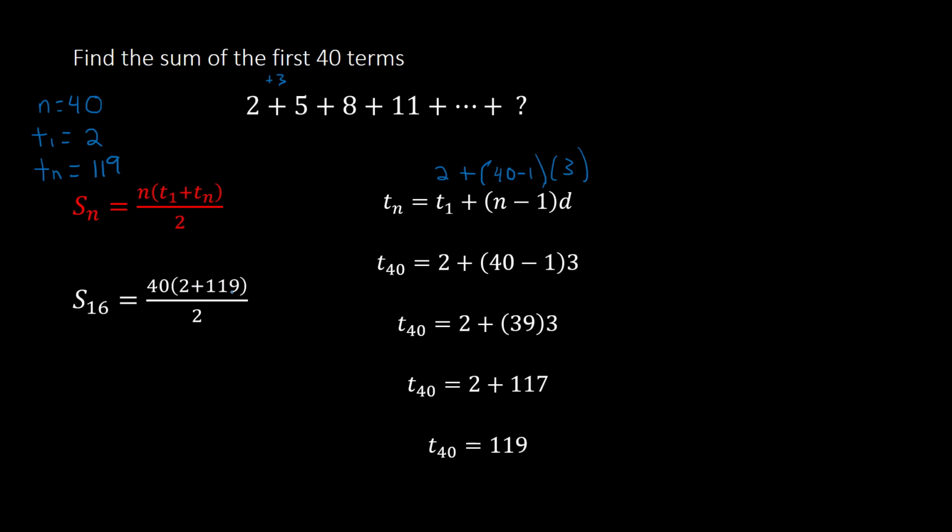which now I can plug into this formula, where now I have 40 times 2 plus 119 over 2. 2 plus 119 is 121. 121 times 40 over 2 would give me a solution of 2,420.